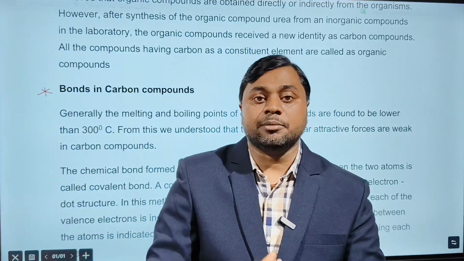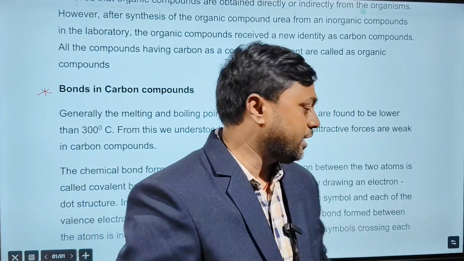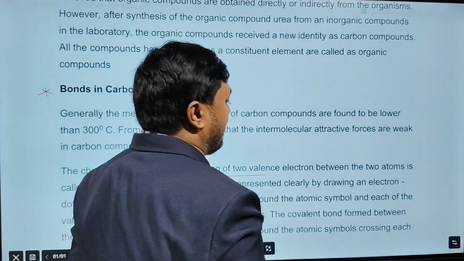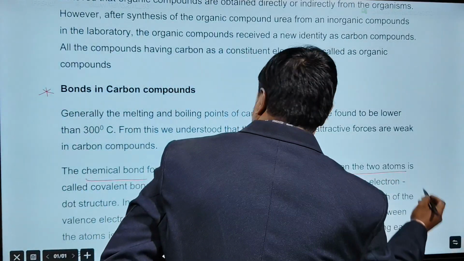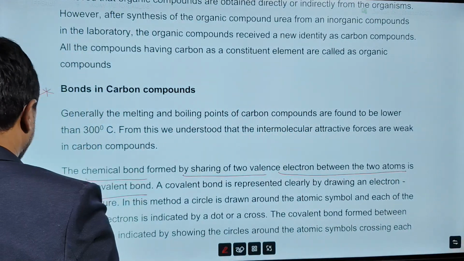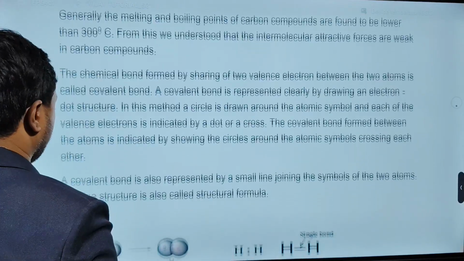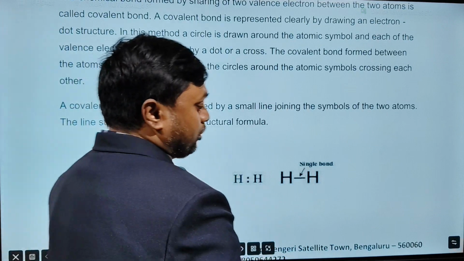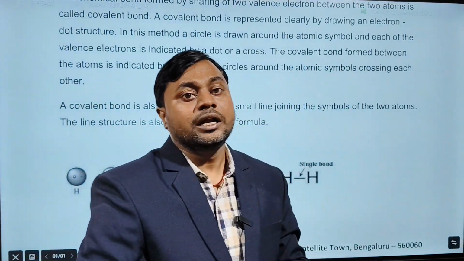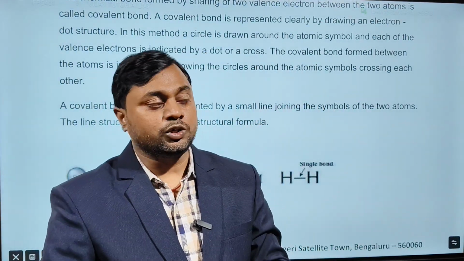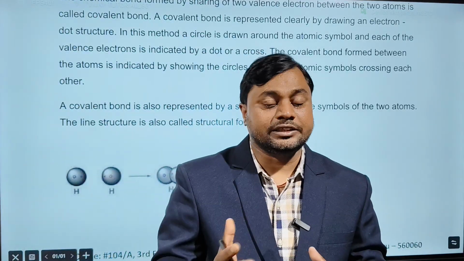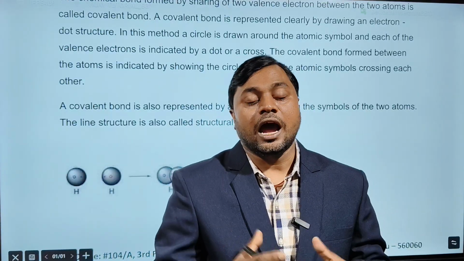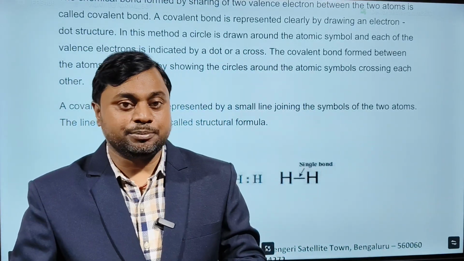The bonding present in carbon compound is covalent bond, a chemical bond formed by the sharing of two valence electrons between the two atoms. Let's take one example. Covalent bond is of three types: single covalent bond, double covalent bond, and triple covalent bond. If one pair of electron is shared, it is a single covalent bond. If two pairs of electrons are shared between the atoms, it is a double covalent bond. And if three pairs of electrons are shared, it is a triple covalent bond.